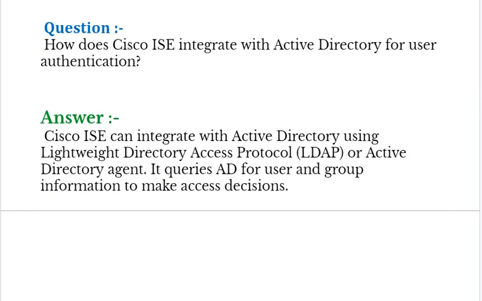Our next interview question is: how does Cisco ISE integrate with Active Directory for user authentication? Your answer should be: Cisco ISE can integrate with Active Directory using Lightweight Directory Access Protocol LDAP or Active Directory Agent. It queries AD for user and group information to make access decisions.